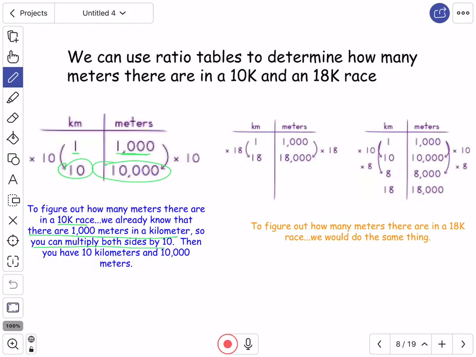So to figure out how many meters there are in a 10K race, we already know that there are 1,000 meters in a kilometer. So we can multiply both sides by 10, and then you have 10 kilometers and 10,000 meters.